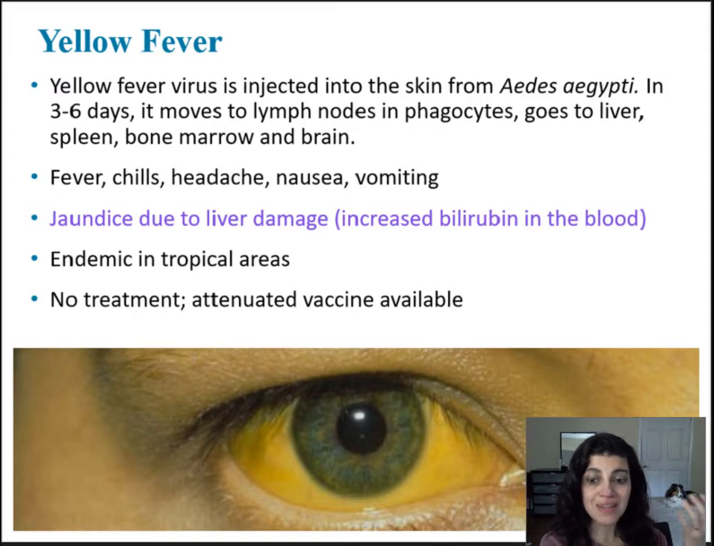So what is one sign of this more severe disease? Because it affects the liver, it impairs the ability of the liver to metabolize hemoglobin, and then you accumulate bilirubin in the blood and in the liver, right? So the leak of bilirubin into the body makes the skin and the eyes look yellow. That's why it's called yellow fever. And that's what we call jaundice, right?